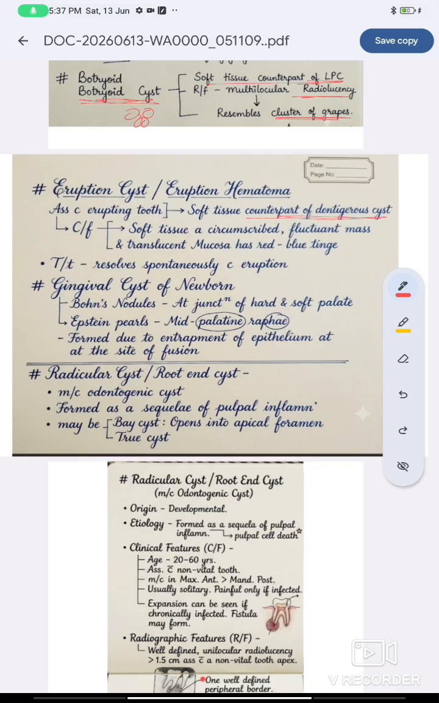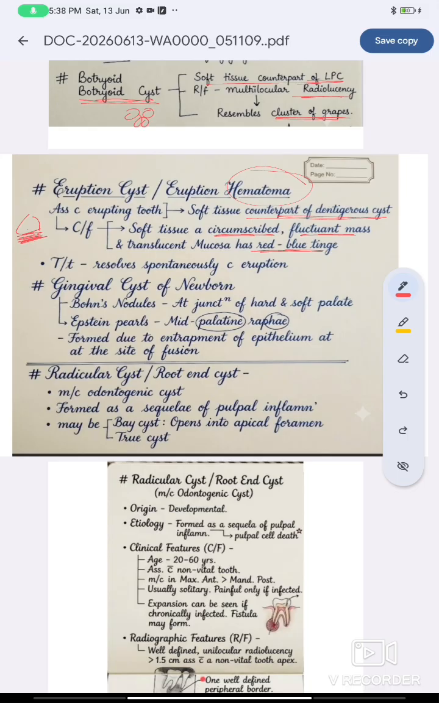What happens is that when a tooth is erupting, if the soft tissue barrier is too thick and the tooth is not able to penetrate it, then blood and other fluids accumulate between the tooth and the gingiva. This leads to a well circumscribed fluctuant mass with a reddish blue tinge, which is nothing but the eruption hematoma. It does not require any treatment, but if the patient, usually the child, is in severe pain, then surgical incision may be given so that the tooth can easily erupt.